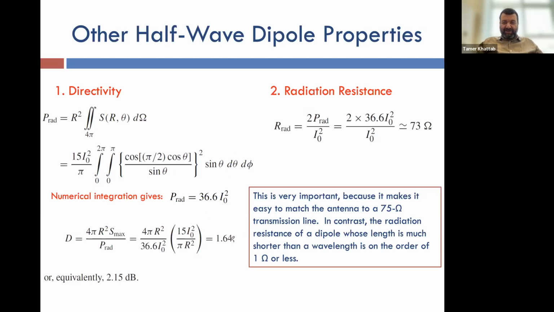Remember, for the Hertzian dipole, it was approximately 1.5, right? So there is a difference. The dipole, the one which is half wavelength, gives better directivity, puts more concentration of the energy in the direction of maximum radiation, as compared to the Hertzian dipole antenna.